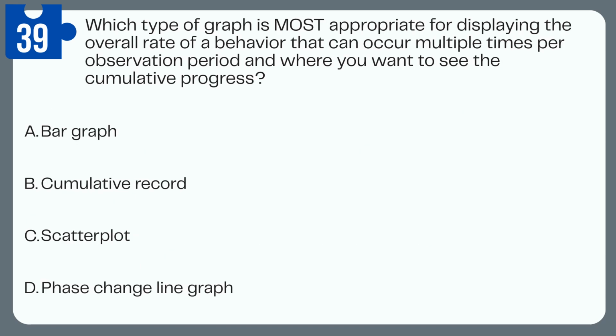Question 39. Which type of graph is most appropriate for displaying the overall rate of a behavior that can occur multiple times per observation period and where you want to see the cumulative progress? A. Bar graph. B. Cumulative record. C. Scatter plot. D. Phase change line graph.